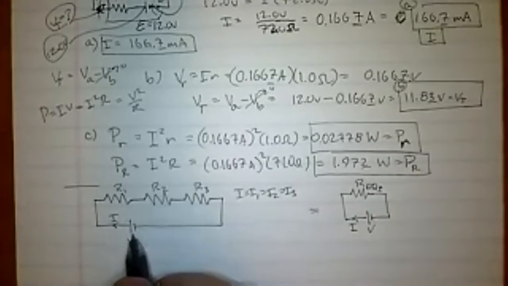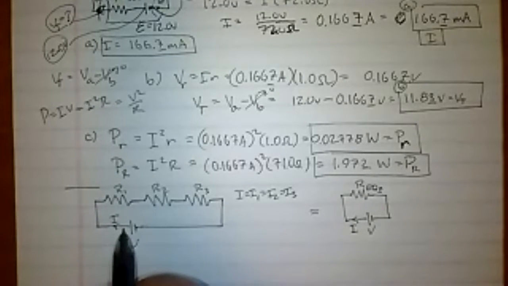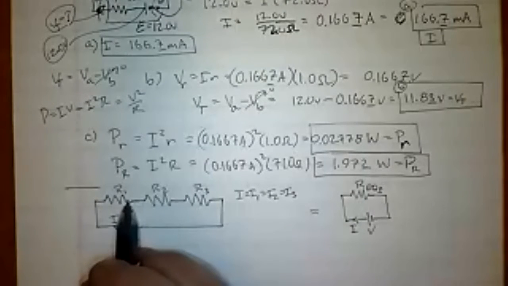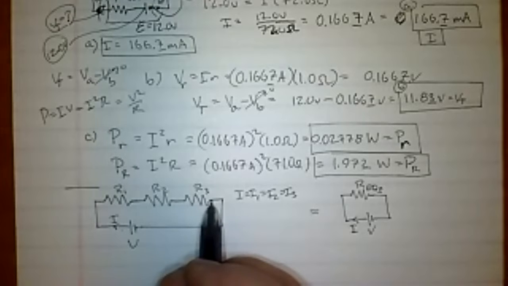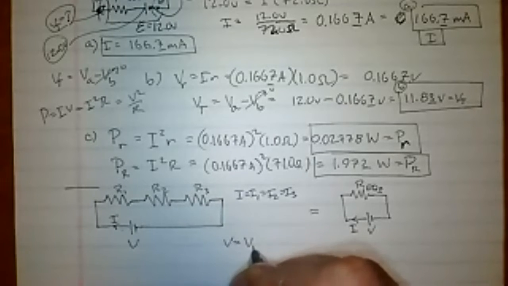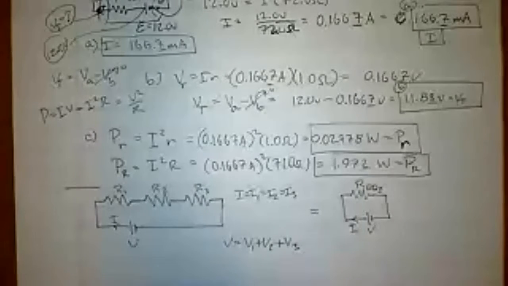What we do know from our lab as well is that this is a voltage increase, 0 to V, and then from V to a new voltage is a voltage drop, V1, and then another voltage drop, V2, and then another voltage drop, V3. So we get that V is equal to V1 plus V2 plus V3. Does that seem right to everyone?